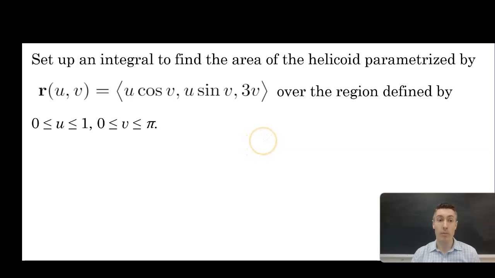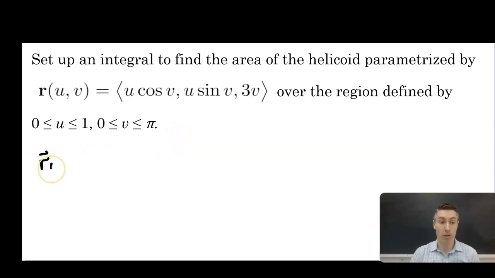Okay, so let's start with a parameterized surface. Set up an integral to find the area of the helicoid parameterized by r of u, v, which is u cosine v, u sine v, 3v, over the region defined by u bound from 0 to 1 and v bound from 0 to pi. Okay, so the first thing we need are those two tangent vectors.